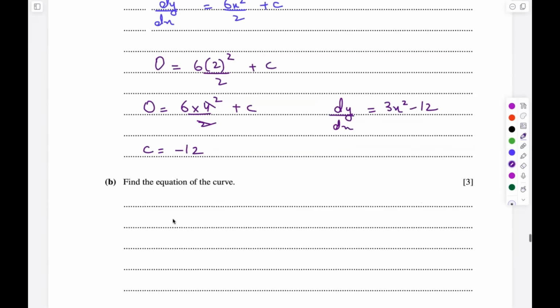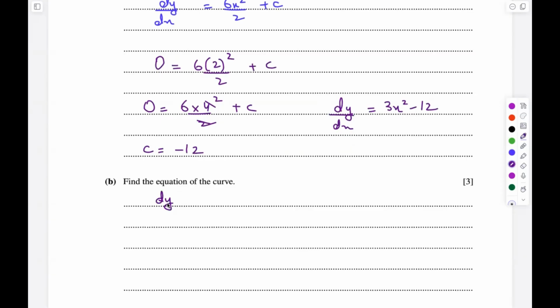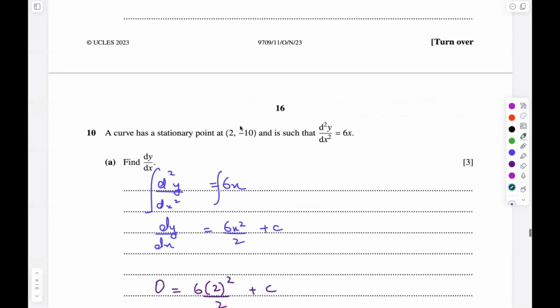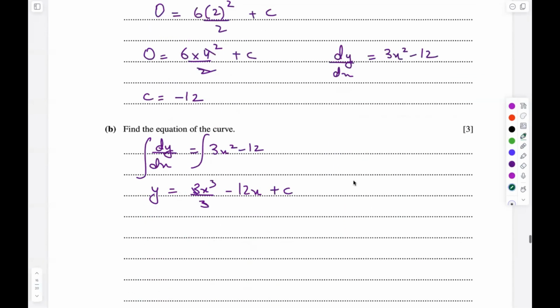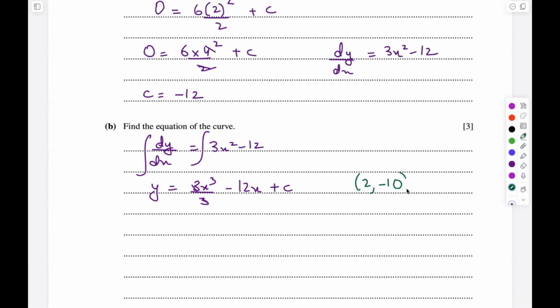In part B, it says find the equation of the curve. So as dy by dx is equal to 3x squared minus 12, we can first integrate both the sides. So y will be equal to 3x cubed upon 3 minus 12x plus c. Now to find the value of c, we can substitute the point given in the question, which was 2 and minus 10. So this was a point on the curve.